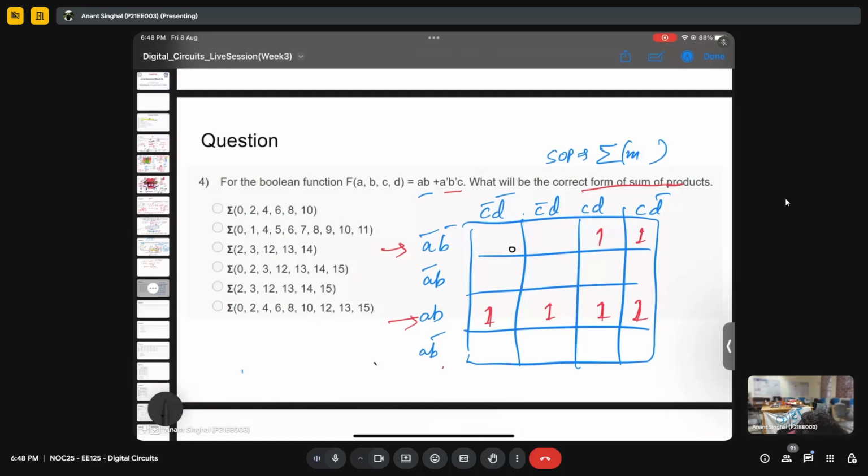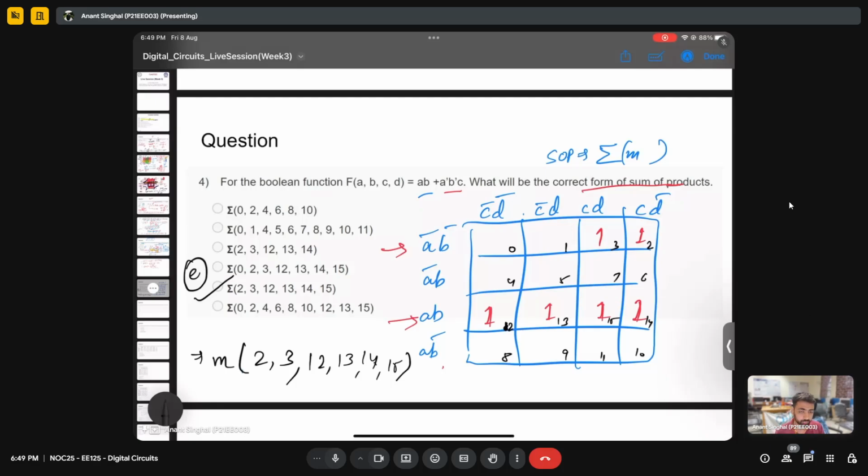We need to find the min terms. Whatever the ones are, those are the min terms. So basically the min terms are 2, 3, and then 12, 13, 14, 15. Is there any option like that? 2, 3, 12, 13, 14, 15. Yeah. So option 1, 2, 3, 4, 5. Option E is the correct answer.